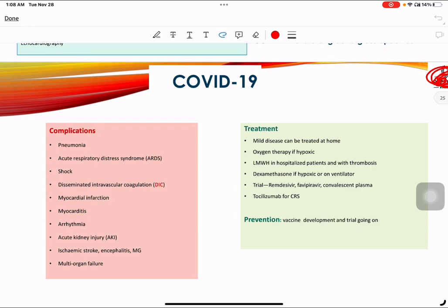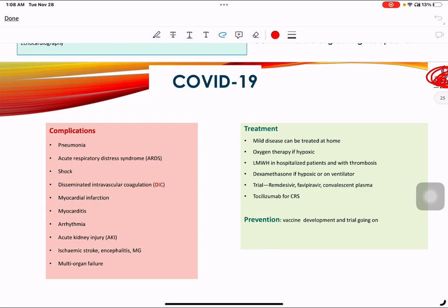What is the treatment of COVID-19? It may be treated at home. Oxygen therapy and low molecular weight heparin may be given to those who have a chance of thrombosis, or those who have raised D-dimer or lung infiltration.